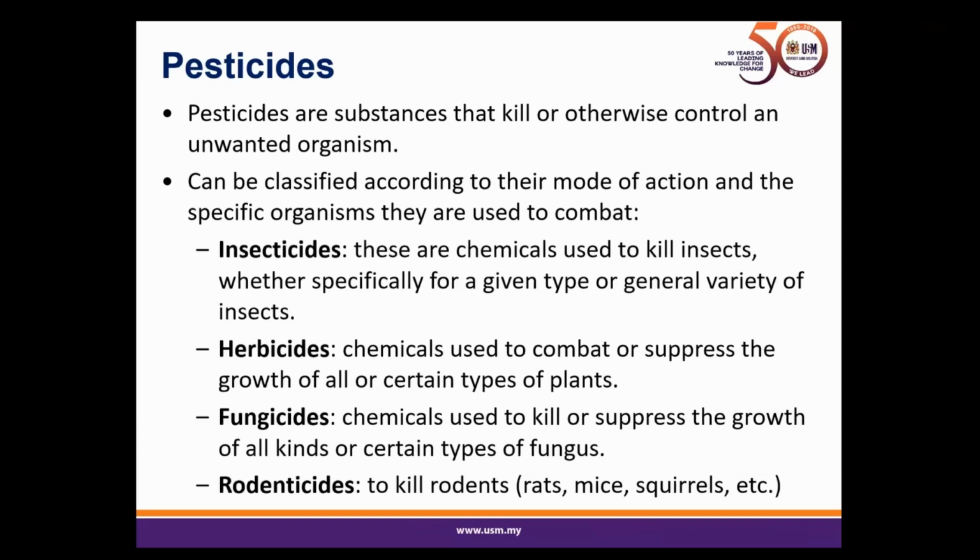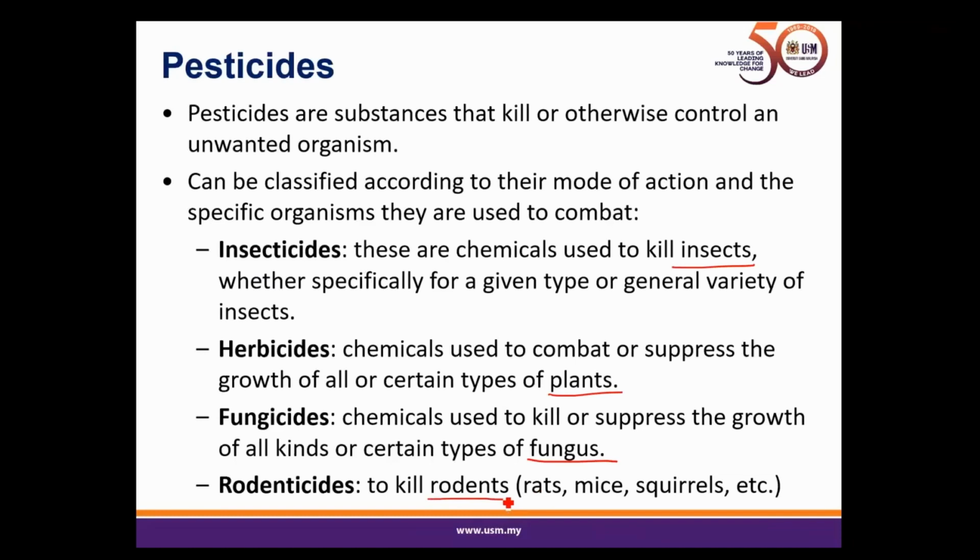Okay, insecticides are basically chemicals used to kill insects. Herbicides are chemicals used to kill plants, and fungicides are chemicals used to kill fungus, while rodenticides are chemicals used to kill rodents, for example, rats, mice, etc.